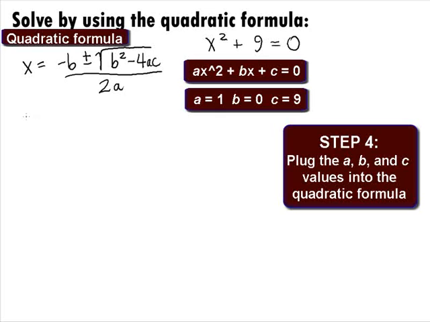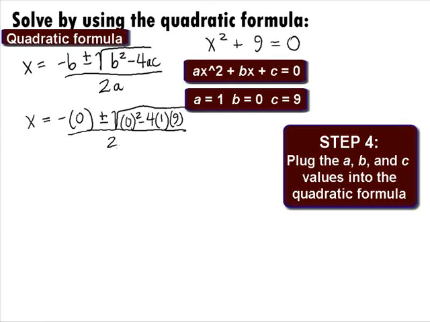Plugging in our values into this formula, we will get x equals a negative and b is 0, plus or minus the square root of b squared, so we'll have 0 squared, minus 4 times a, which is 1, times c, which is 9, all over 2 times a, which is 1.